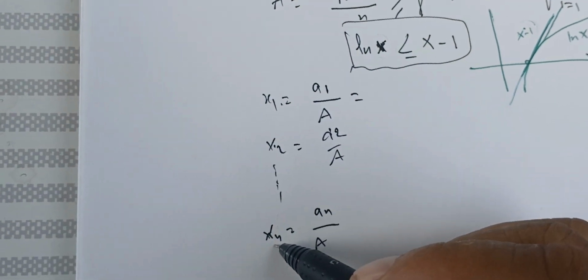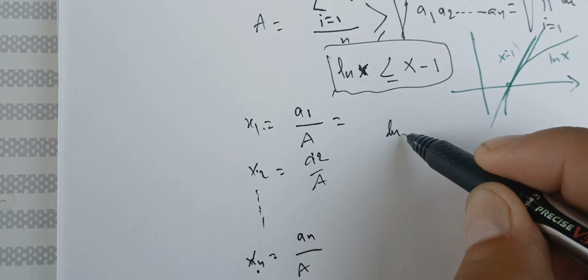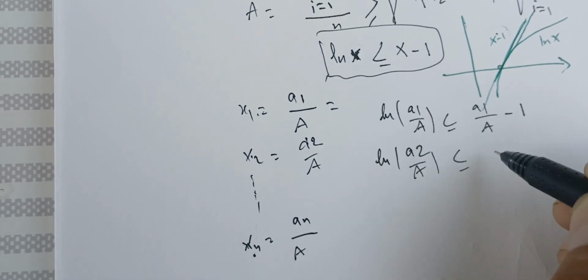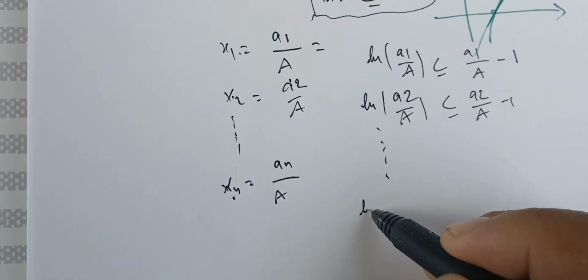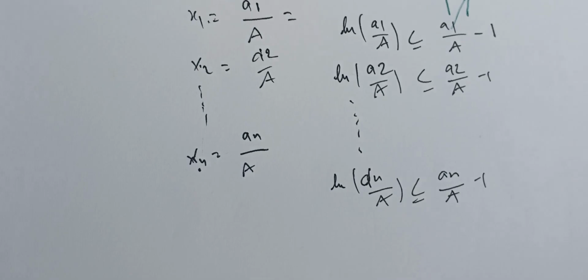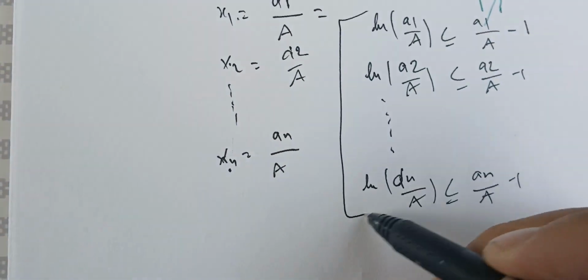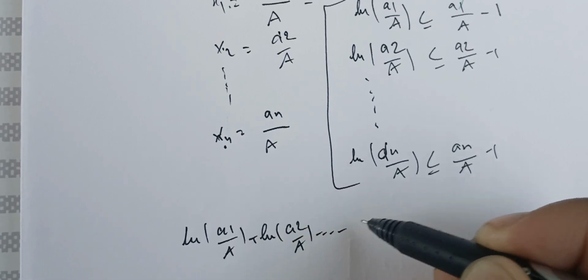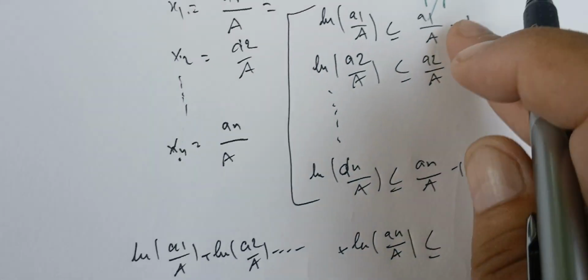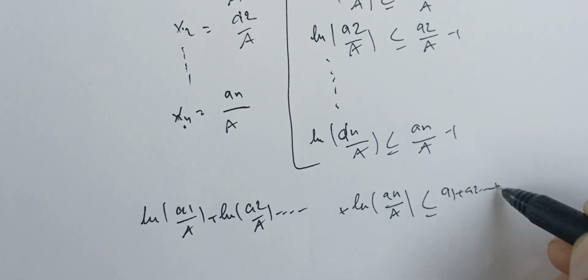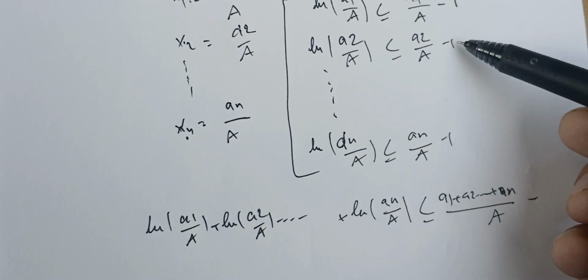Now if we apply this result here to x1, x2, and xn, what do we get? We get the natural log of A1 over A is less than A1 over A minus 1. The natural log of A2 over A is less than A2 over A minus 1, etc. until the last one, which is the natural log of AN over A is less than AN over A minus 1. Now we're going to sum all these numbers. If we sum them up, we get the natural log of A1 over A plus the natural log of A2 over A, etc. until the last one, AN over A. On the right side, we get A1 plus A2 plus AN, all of them over A, minus 1, 1, 1. How many ones do we have? We have n.